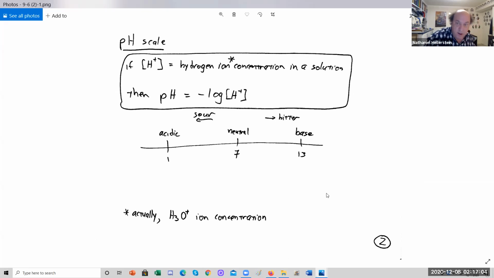Okay, fine. At 10 to the negative 1, that's very, very acidic, which makes it sour. Acidic is sour, base is bitter. That's why they serve you lemon with fish, because fish taste of the sea, and the sea is bitter and basic. So they give you a sour lemon to neutralize it. So that's how that works.